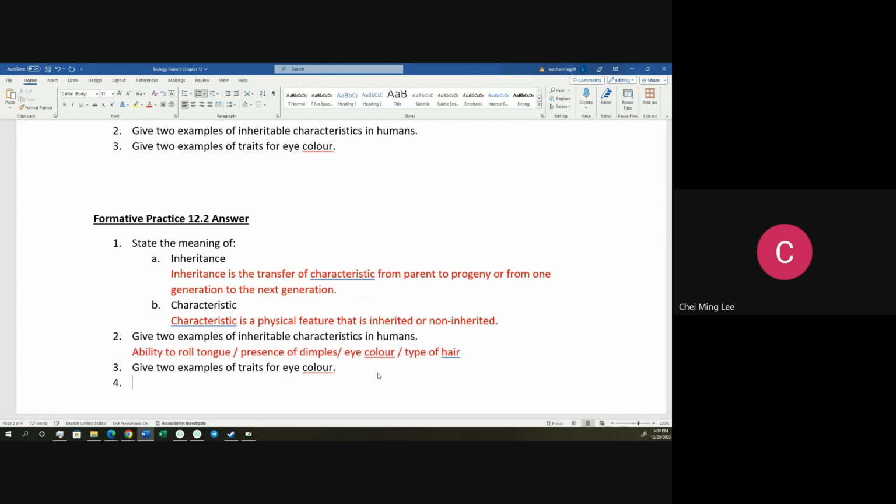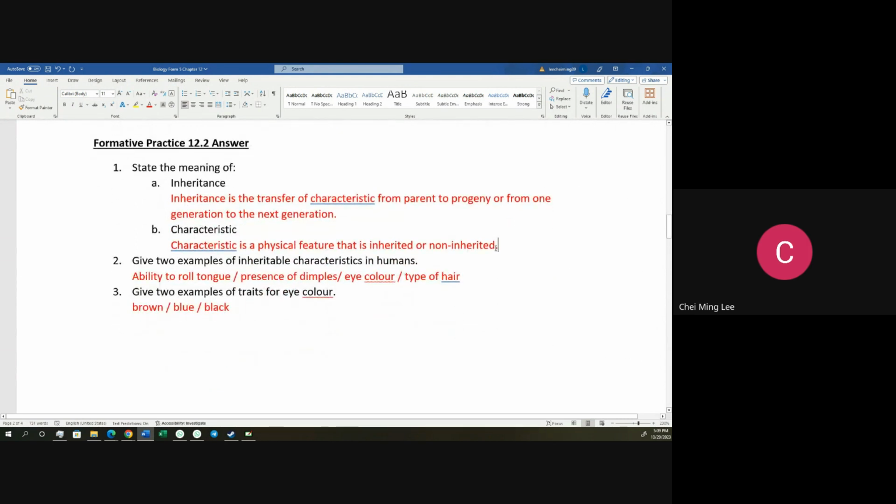So, now give examples of traits for eye color. We have brown color, blue color, and black iris. Normally it's these three. Those red, pink, or yellow colors normally only occur in anime. In real life, I don't think so. So far, if you have found one, let me know.